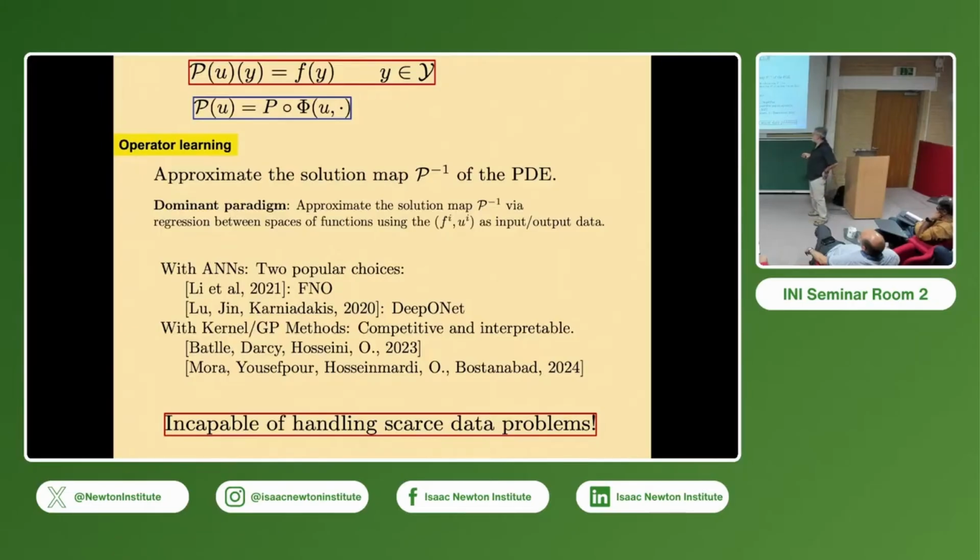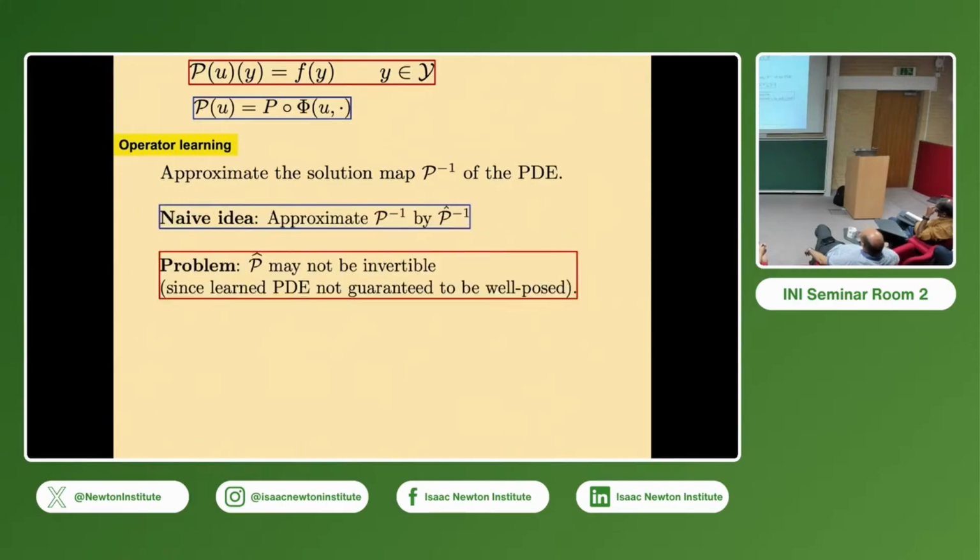Well, the problem with this method is that it is incapable of handling scarce data problems. With the level of scarcity that we are going to consider, you cannot do operator learning this way, right? You have to use some structure or information about your problem to actually recover the solution operator. Now, one naive idea would be to approximate the solution operator by inverting the learned PDE. This will not work. Why? Because the learned PDE may not be invertible, since it is not guaranteed to be well posed. Okay?